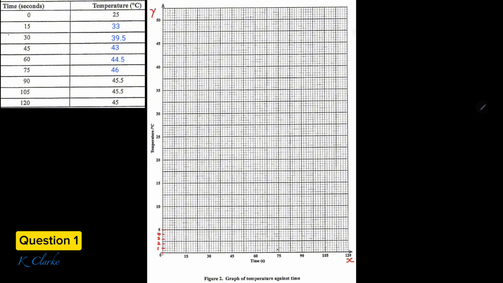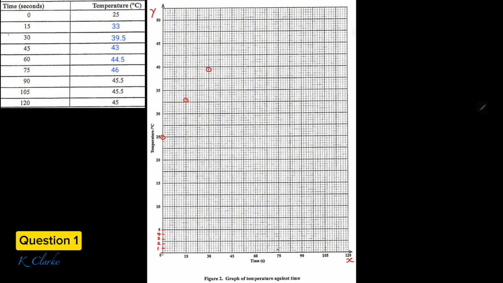First, find 0 seconds on the x-axis, move up the y-axis to 25 degrees Celsius, point and circle. 15 seconds on the x-axis, move up the y-axis until you are at 33 degrees Celsius, dot and point. 30 seconds on the x-axis, then you move up that line to 39.5 degrees Celsius. So now we're going to put a dot and circle it.